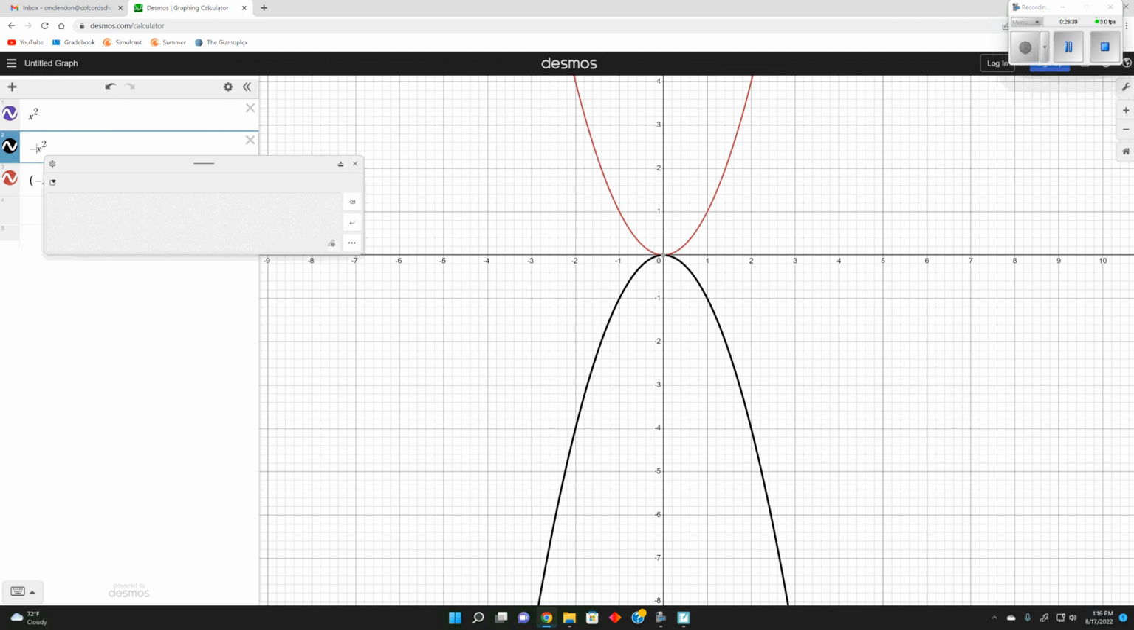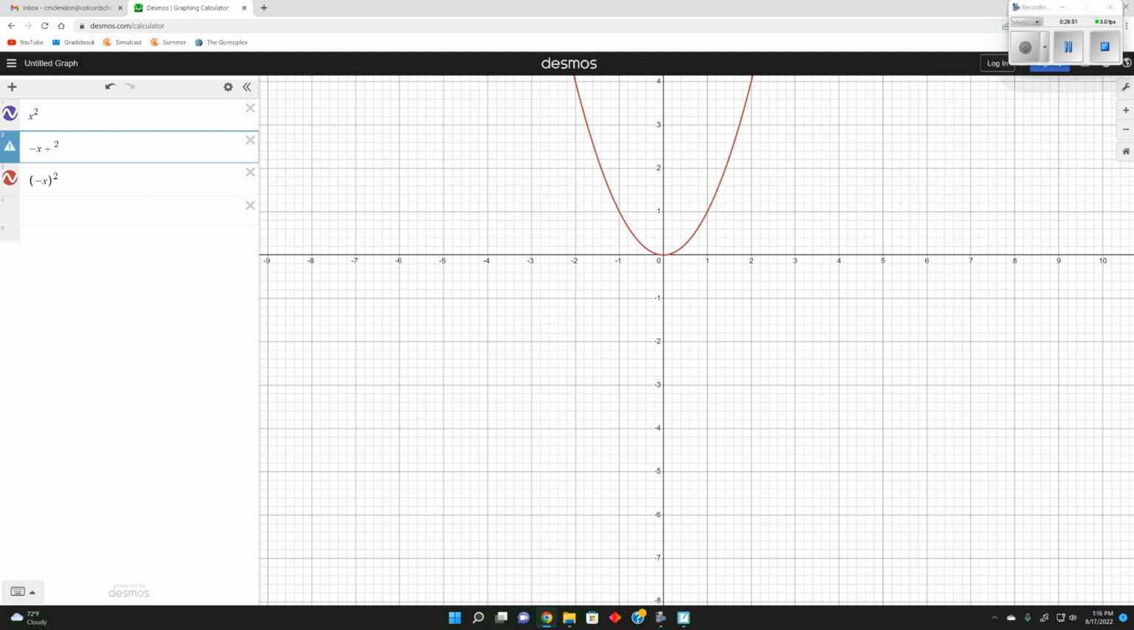Yep, it's not going to do it. So, shift, parentheses, let's say shift plus 1, close parentheses. So we're talking about this function here that's moved 1 to the right.